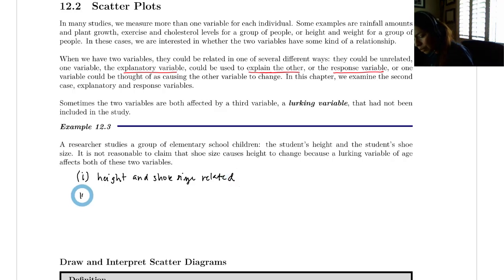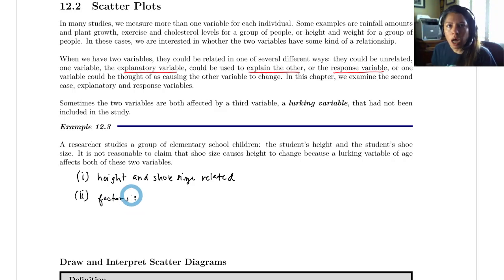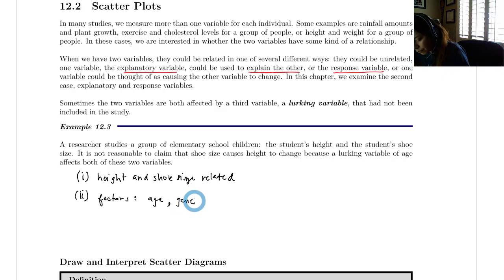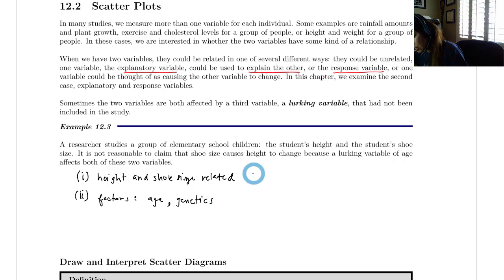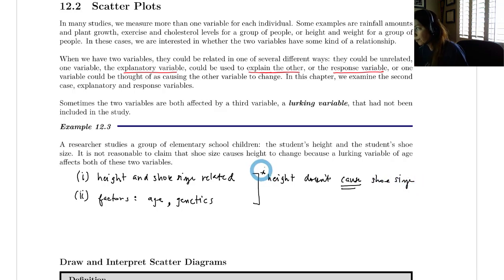So, what are some of those other factors? Well, they mentioned age, right? What else could be lurking variables? So I could say, oh, he's tall, his shoe size is going to be huge. Well, what plays into that, right? So age, but what else? How about genetics, right? I think those are two big things. So just because we have a relationship between two variables, it doesn't mean one causes the other, right? So height doesn't cause shoe size, just because they are related.